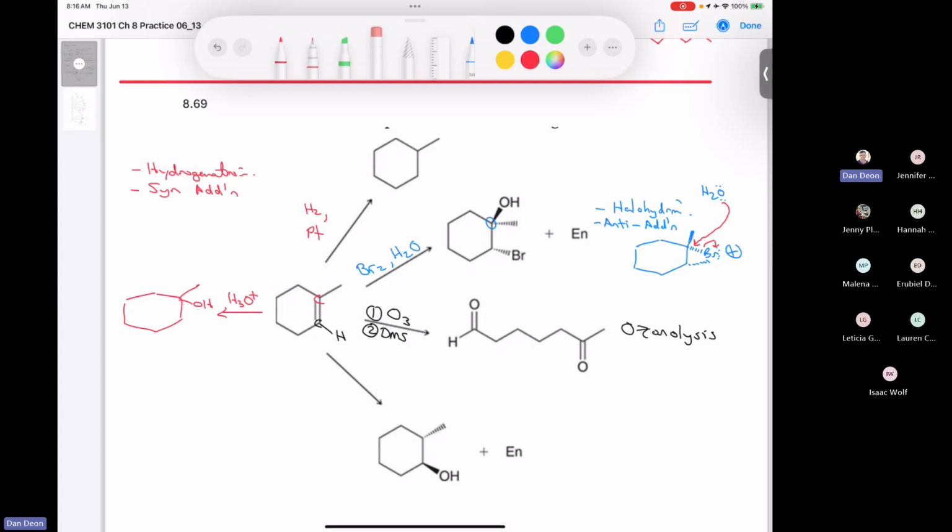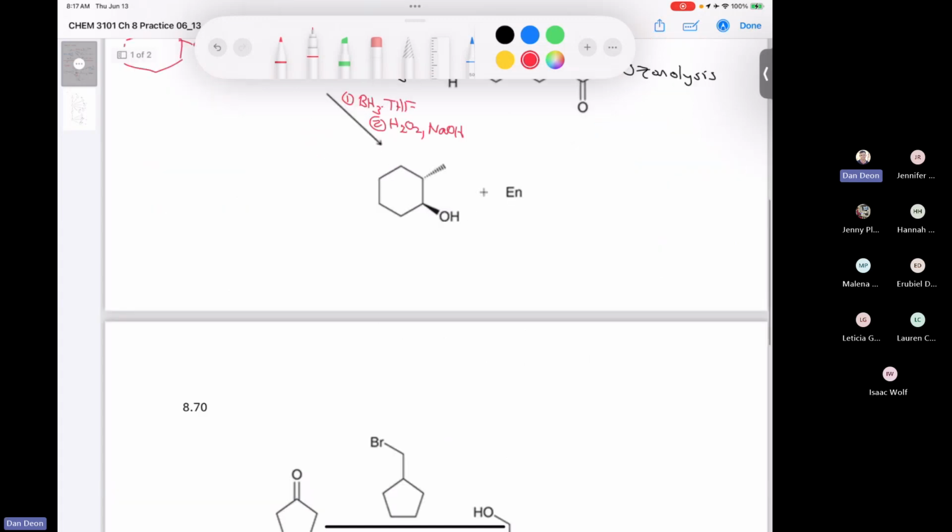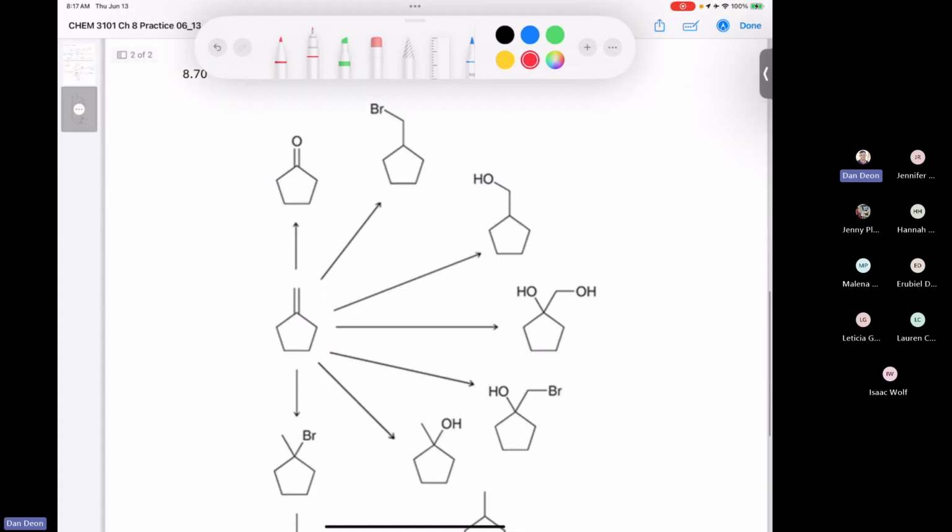Whereas if you want to do the anti-Markovnikov addition, we went over that earlier today. Step 1 is going to be borane and THF. And step 2 is going to be hydrogen peroxide and sodium hydroxide, just like that. Okay, perfect. All right, now that we've got that done, let's try this big one here, 8.70.